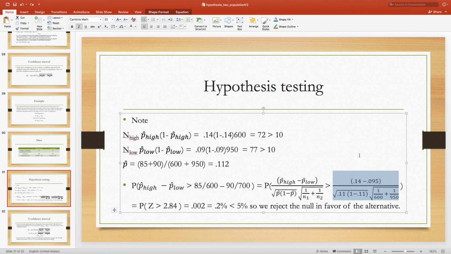So I'm just taking the difference in observed proportions, that 85 over 600 minus 90 over 700. But here I'm dividing by the standard error. Okay, and I just used 0.11 instead of 0.112. Okay, and I divide by that quantity, and I get 2.84. I need to calculate the probability a standard normal is bigger than 2.84.